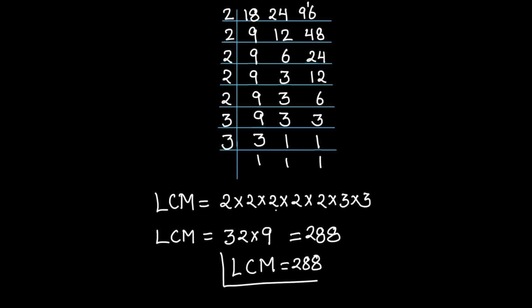So this is how we find the LCM of three numbers using prime factorization.